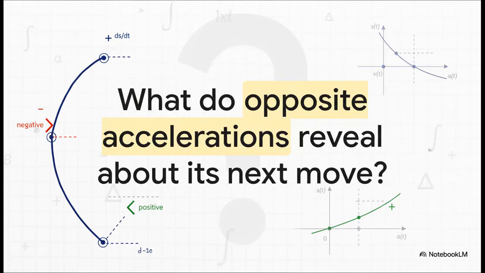And that brings us to one last thing to chew on. We saw the particle stop twice, but with those equal and opposite accelerations. So think about this. What does that tell you about what the particle is just about to do in the instant right after it stops at each of those points? That little negative and positive sign, that's the clue to its entire journey. Something to think about until next time.